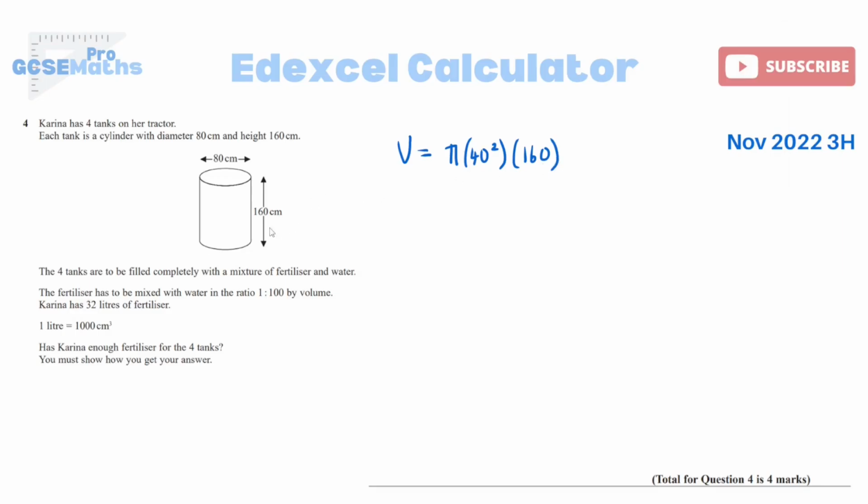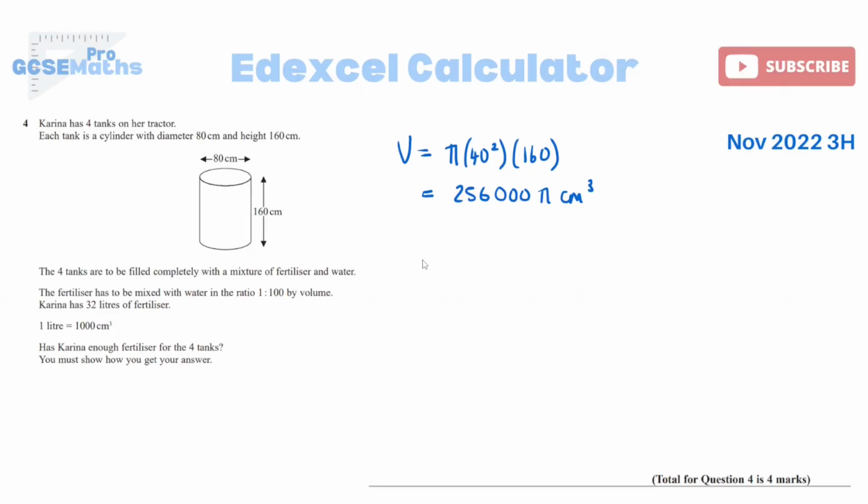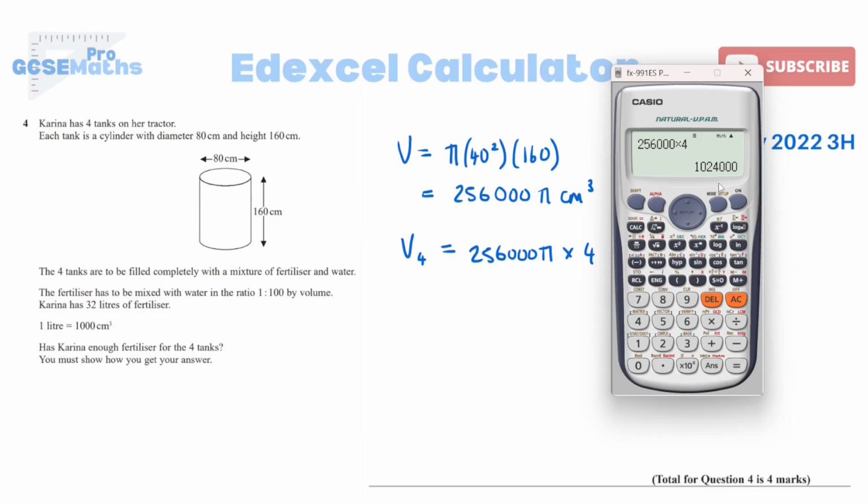I'm leaving it in centimetres because they have given us the conversion from centimetres cubed. So that gives us 256,000 pi. I'm going to leave it in terms of pi just for now because it's not the final answer and I don't want to round these decimals too soon. Now that is obviously the volume for just 1 tank. We want to have 4 tanks, so I am going to take my answer, 256,000 pi, and multiply it by 4. So that would give me 1,024,000 still with the pi.